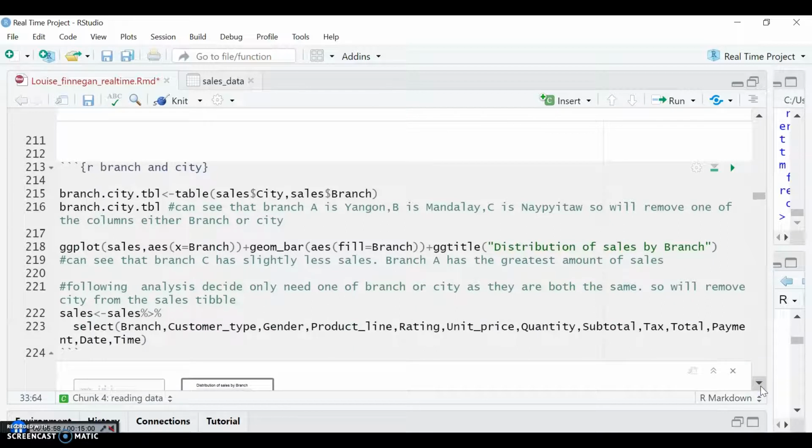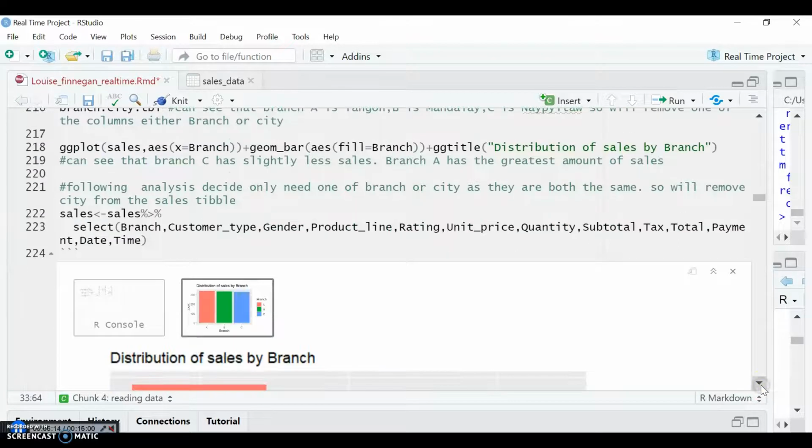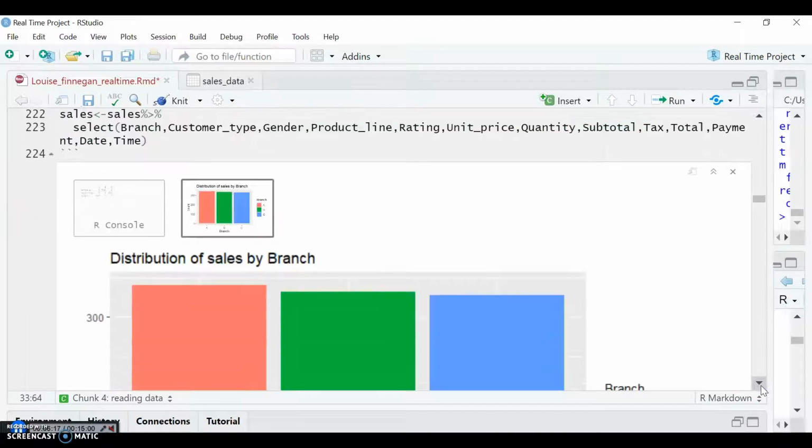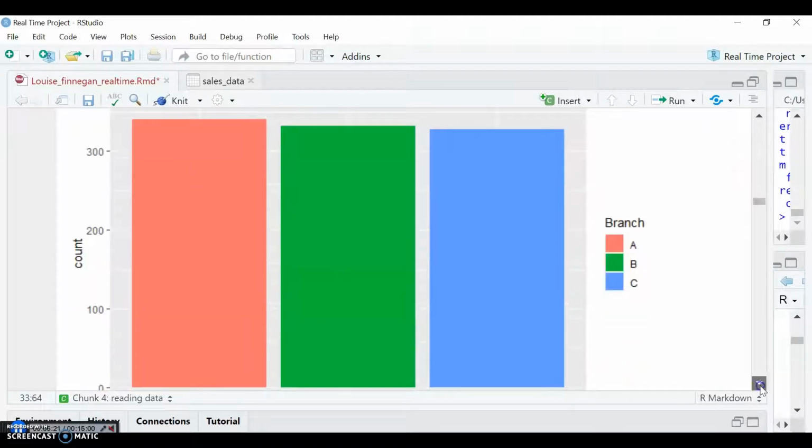Then I started looking at some multivariate analysis. So I started looking at the branch and the city, and I discovered that the branch and the city pretty much meant the same thing. So I decided to remove one of them. In the end, I removed the city and proceeded only using the branch. As you can see, the sales are quite similar across all 3 branches. Branch A has a little bit more invoices than any of the others.